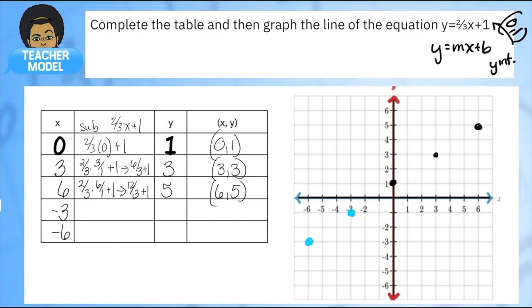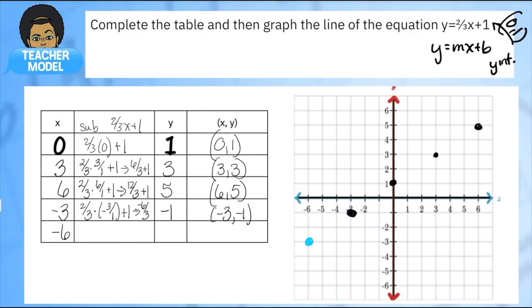I'm going to do -3, -3 over 1, plus 1, and that's going to give us -6/3 plus 1. So let's see, that's -2 plus 1 is -1. And what do you see? This point is at negative 3, 1. So that one is verified.